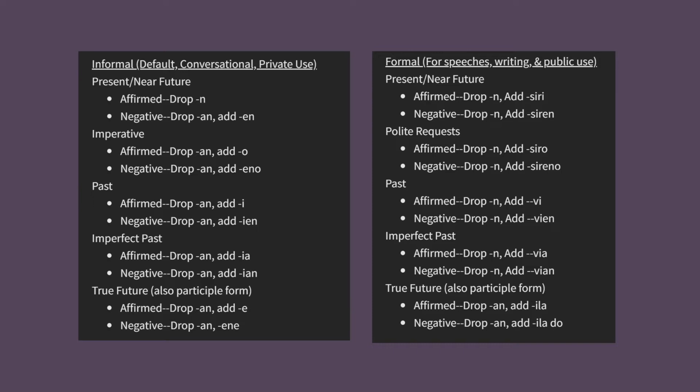And then for formal usage, present, near future, affirmed: será siri. Negative: será sira. Politely requesting something: será siro. Positive: será sireno. Don't do it, please. Past, affirmed: será vi. Negative: será bien. Imperfect past: será via. Será bien, for the affirmed and the negative. And lastly, true future: serila.